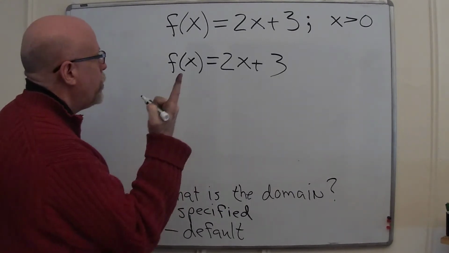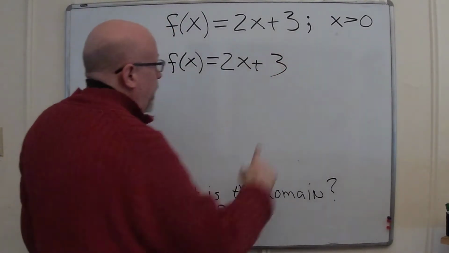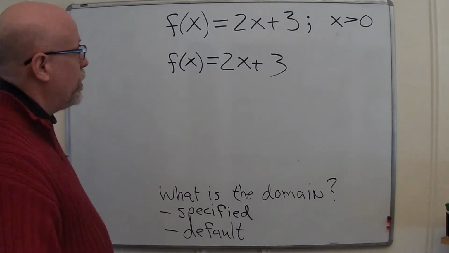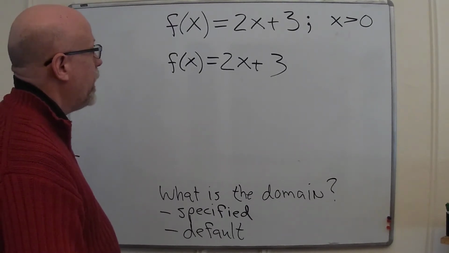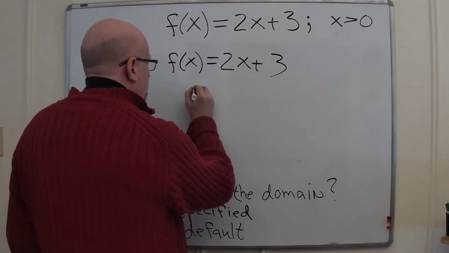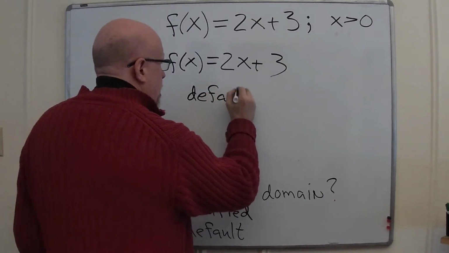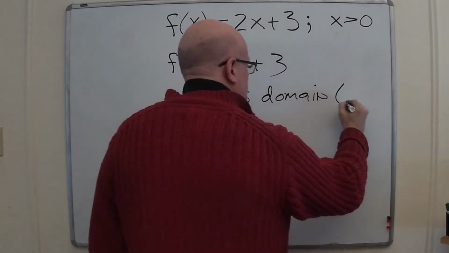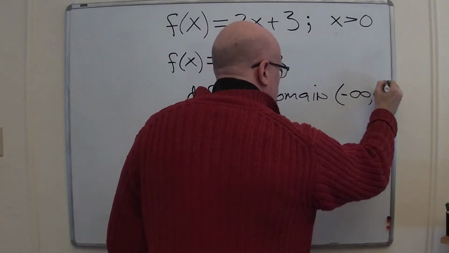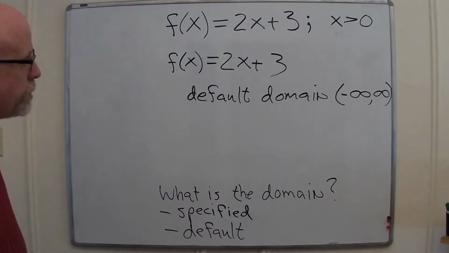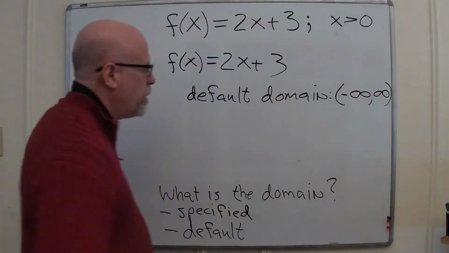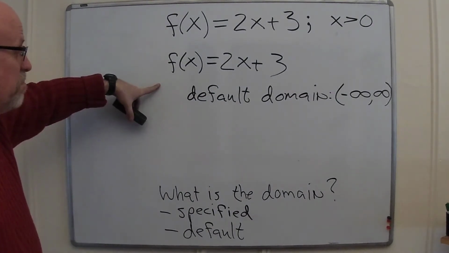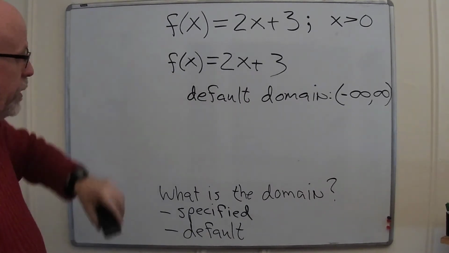All right, so 2x plus 3 without a specified domain after it, it's a free-for-all. Any x value will be fine. You can stick any x coordinate into that and you come up with a y. So here, the default domain is the entire real line. Minus infinity to infinity. I feel like I want to put a colon in there or something. These two things, while they have the same function in them, they look very different.